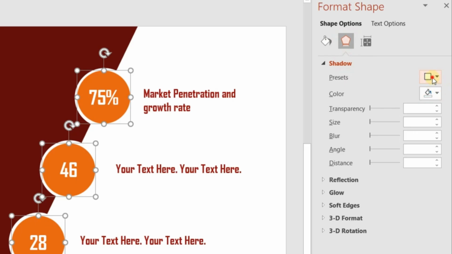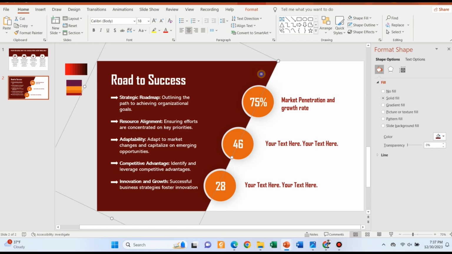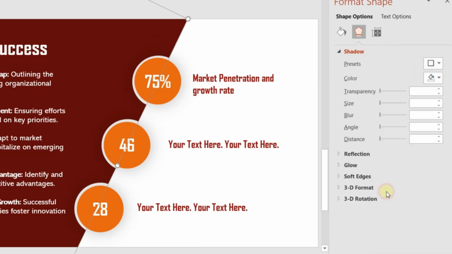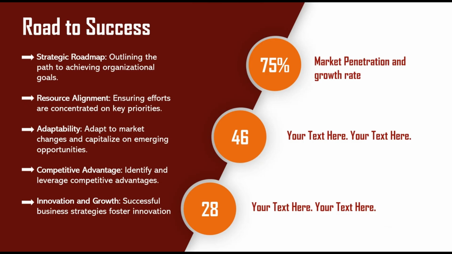Now, select all the circles and right-click. Go to Format Shape and Add Shadow. You can select Offset Center. Change the blur point and transparency according to your need. Do the same for the first shape that we have placed in the slide. Your second slide is ready now.